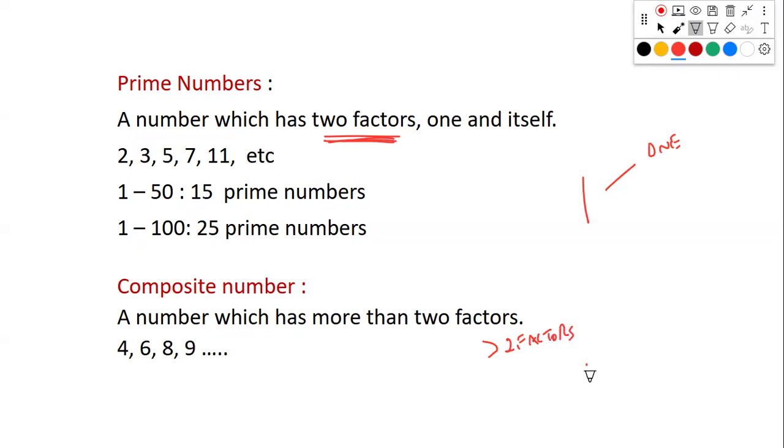So one doesn't have more than two factors, so it is not composite. And one doesn't have two factors, one and itself; it has only one factor, that is 1. So it doesn't qualify under the prime number definition, and it doesn't qualify under the composite number definition. So we call it neither prime nor composite.